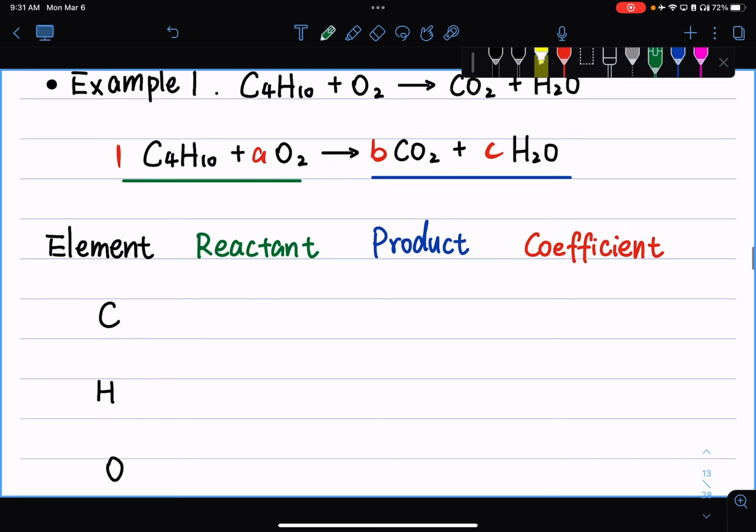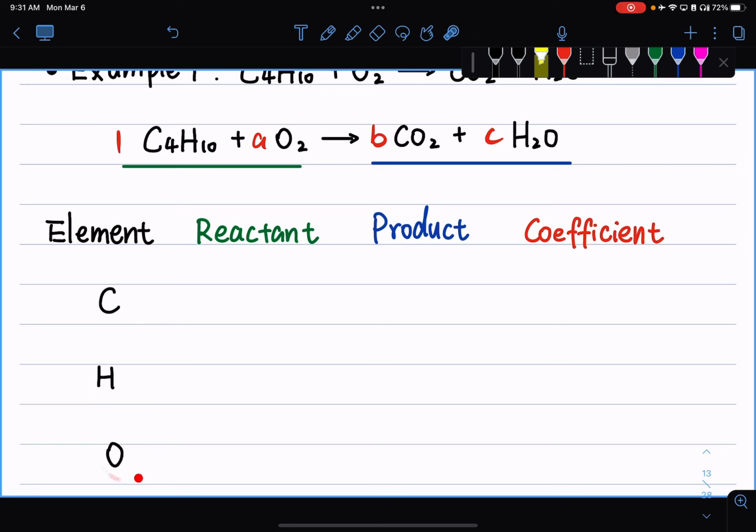In my reactant, the elements we have are C, H, and O. I only have 3 different elements here. In my reactant, we have a total of 4 carbon. We have 10 hydrogen, and we have 2A oxygen. In the product, let's do the same. For carbon, that's B. For hydrogen, that's 2C, sorry. For oxygen, we have 2B plus C.